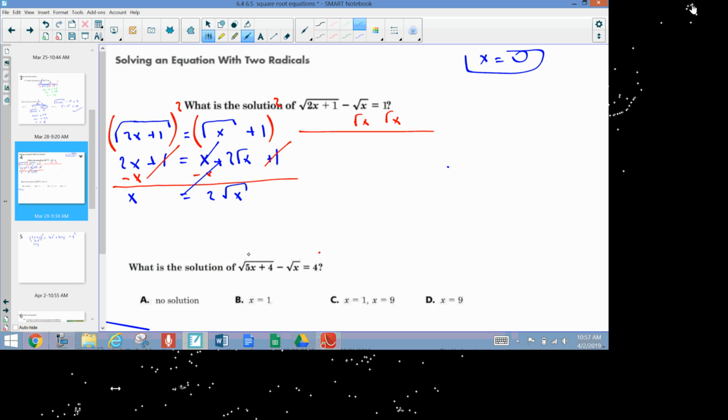Subtract. I'm going to make that equal 0. X minus 2 root x is equal to 0. Yes, it's long. This one is longer. I agree.